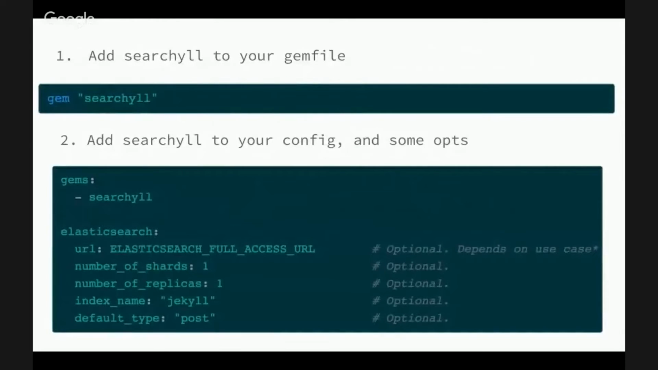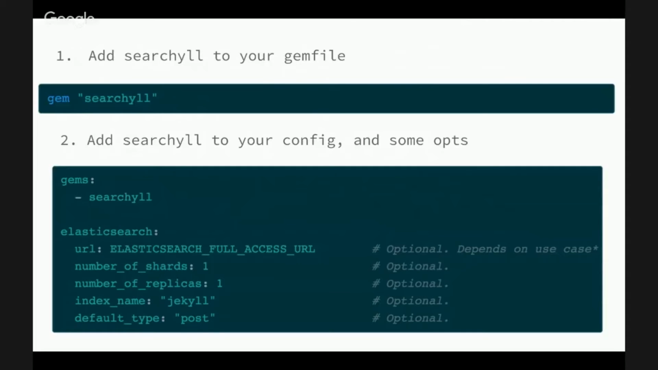So yeah, just going over that again, adding the gem searchable, and then in your config file we have some options here. You have your URL under Elasticsearch, which is the full access URL, number of shards, replicas, and the index name that you prefer to use. I'm using Jekyll. You can use whatever you want. Maybe you want to preface it with something a little bit more differentiating, maybe you're doing something for a client or whatever.